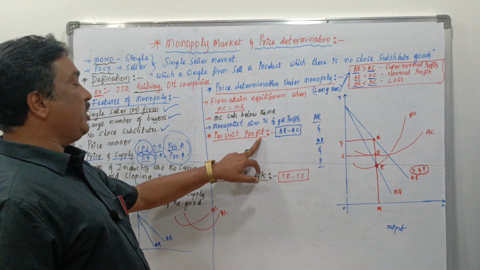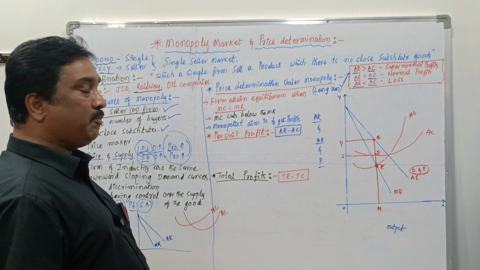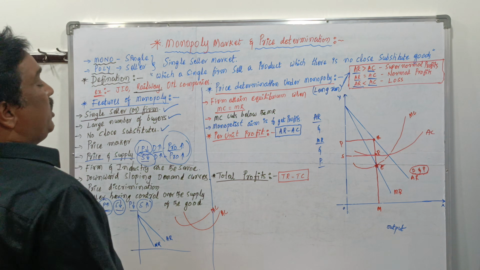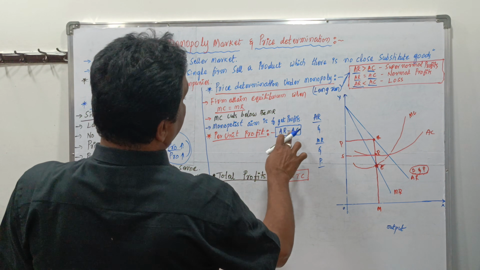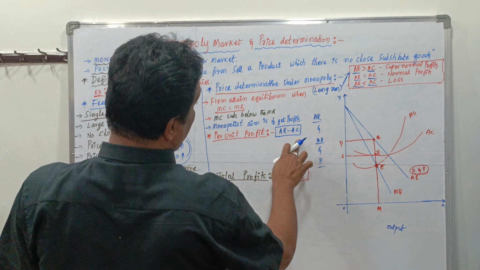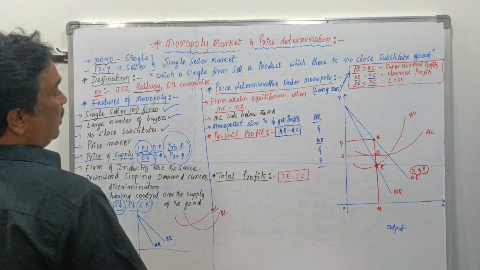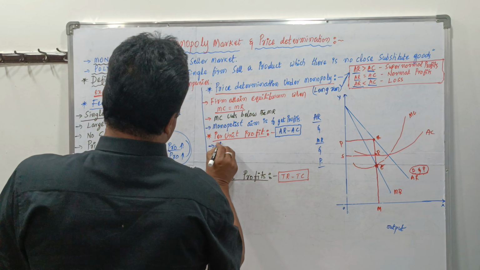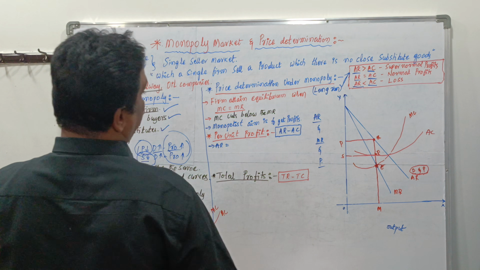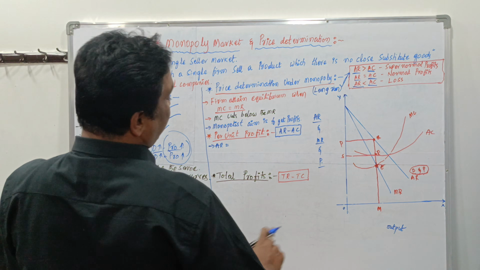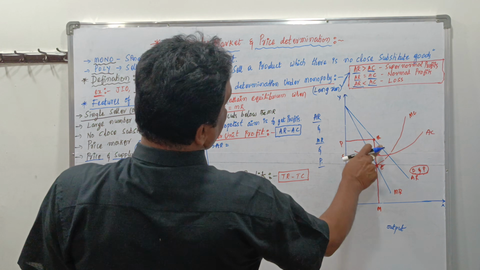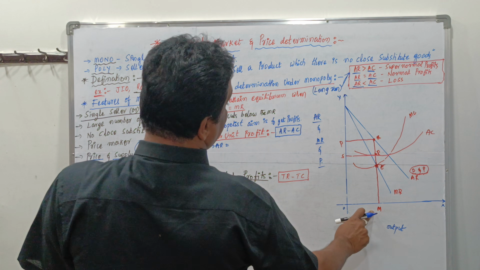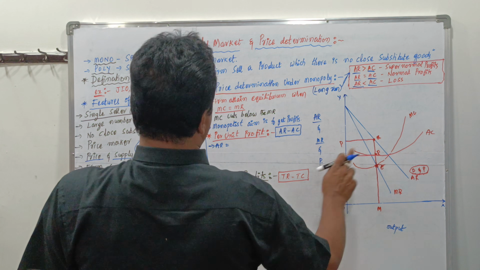First, if you want to calculate the per unit profit, we have to calculate the average revenue minus average cost. We have to do that first. So for per unit profit, what is AR? AR is equal to average revenue, MQ. The average revenue curve is touching at the point of Q. So how much average revenue is there? MQ.